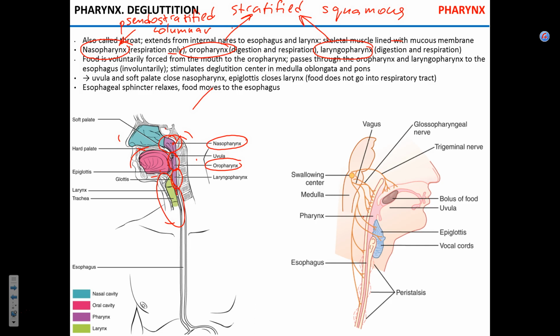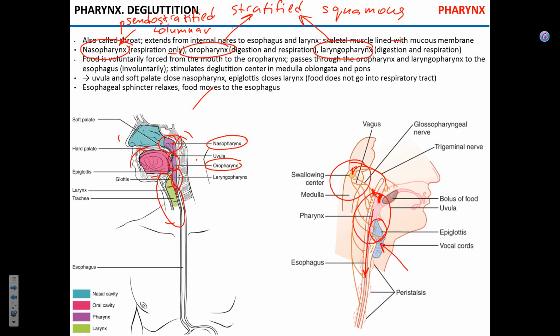So this sensation of stretch reaches the swallowing center, the medulla oblongata. The swallowing center generates a motor response that reaches the muscles surrounding the oro- and laryngopharynx, stimulating propulsion of the bolus of food into the esophagus. Not only this, the swallowing center sends signals to the uvula, right here, to close the nasopharynx so the food doesn't accidentally go into your nose. And it sends the signal to the muscles that control the epiglottis to close your larynx so the food doesn't get into your trachea and lungs.